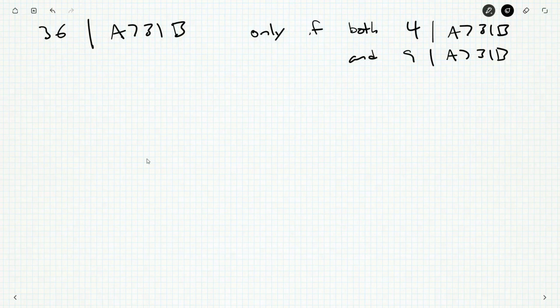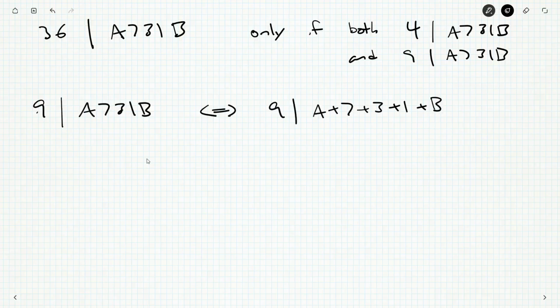Now, both of these have divisibility rules. The most obvious one, and the one that I find comes up a whole lot, is the divisibility rule by 9. This is true exactly when 9 divides the sum of these digits.